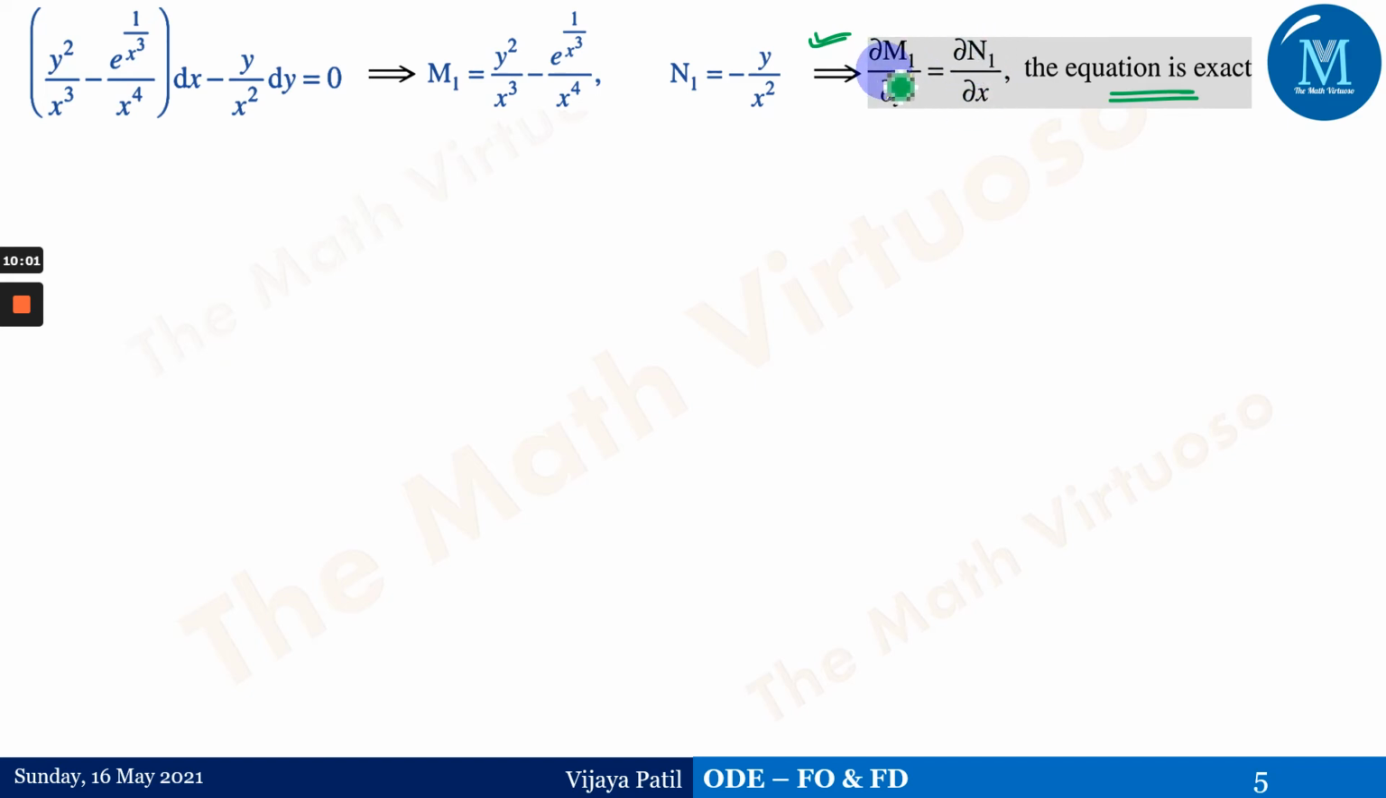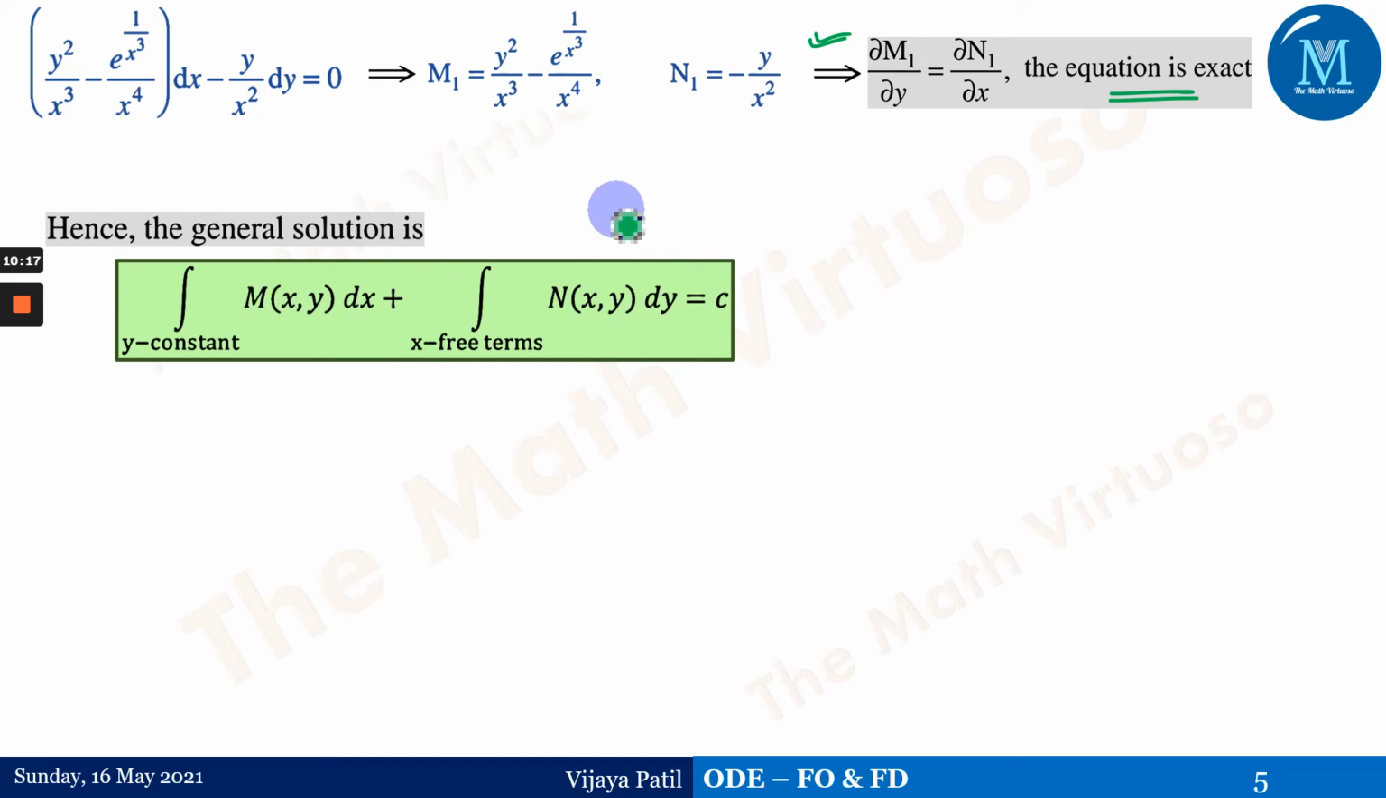Why? Because we have already multiplied, and the definition of the integrating factor itself says that the new equation will be exact. So it's possible to just state that hence this equation is an exact equation. If it is exact, then we know the general solution is integration, y constant, of m dx plus integration of the x-free terms from n dy equals c.